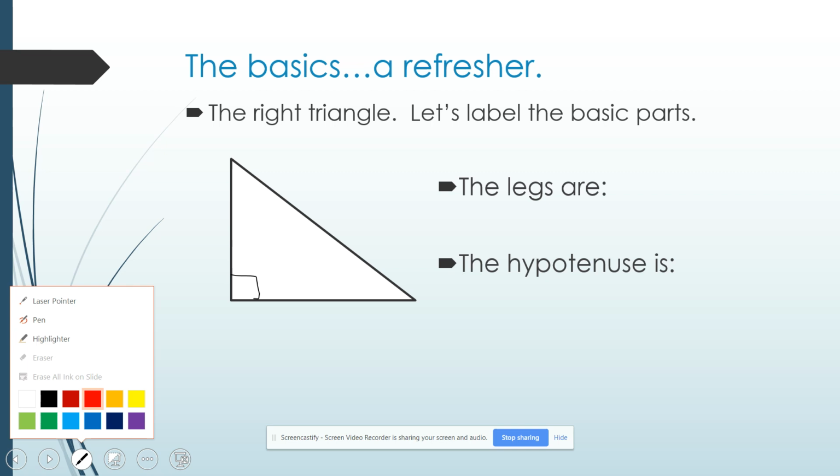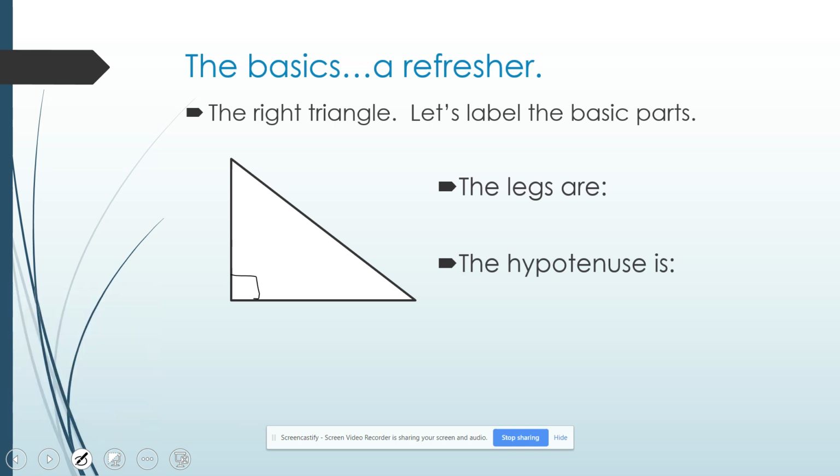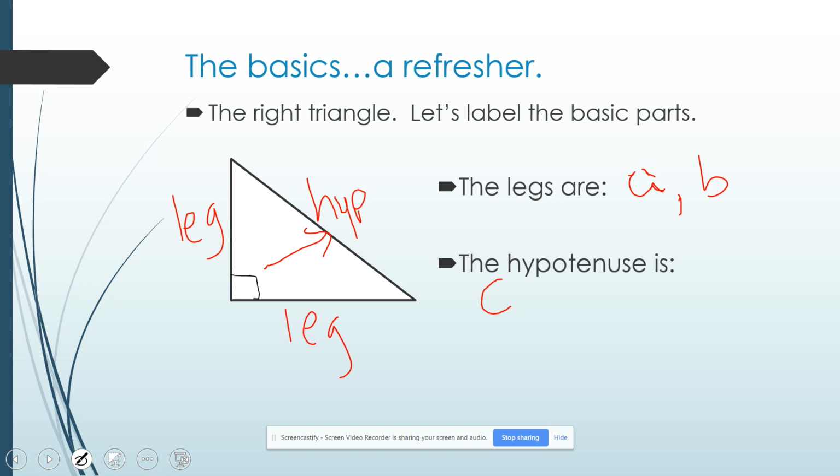Remember that our hypotenuse is always opposite the right angle. So this is our hypotenuse. It is always going to be C in our Pythagorean theorem. And then these two other sides are the legs. And in our Pythagorean theorem, they are A and B. It doesn't matter which one is A or which one is B. The only one that truly matters is your hypotenuse.